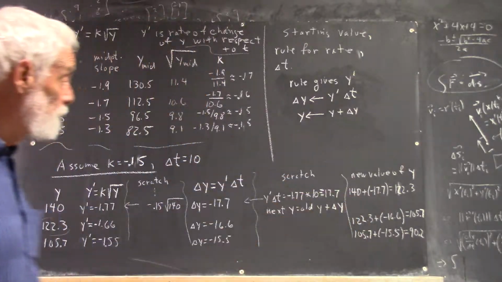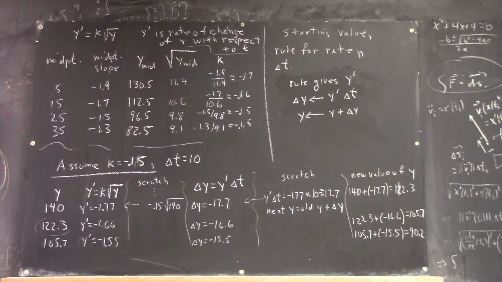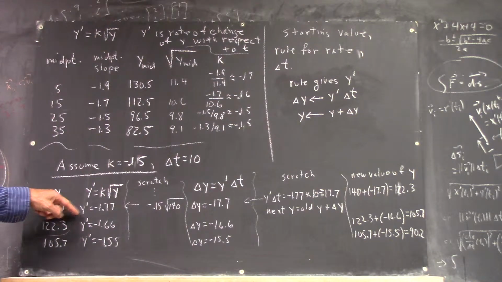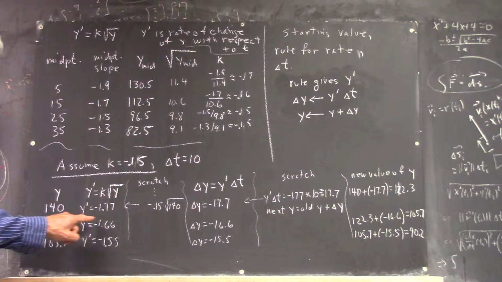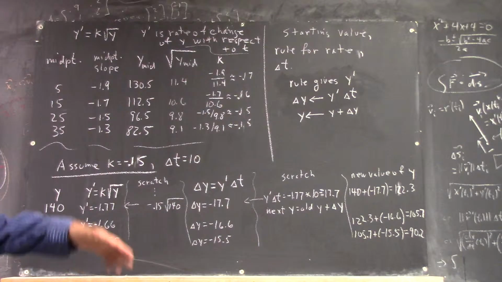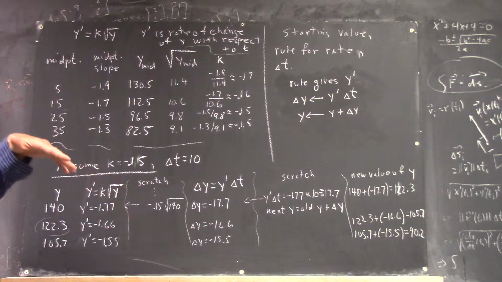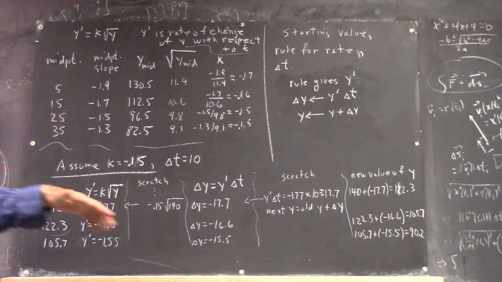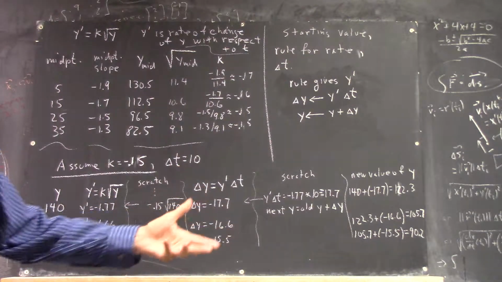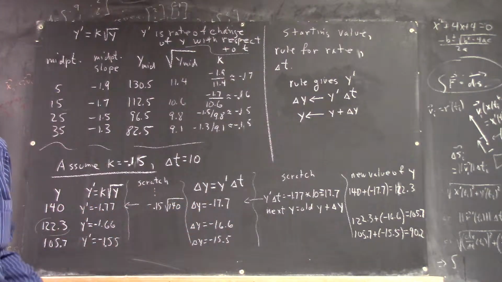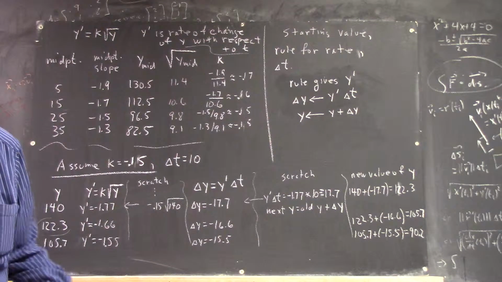And why are we off? Well, we're off because we kept the value of y prime constant. As soon as y starts to change, y prime is going to change. So we're not going to have the same value of y prime for the whole interval. Y prime, by the end of the interval, is going to be negative 1.7, if you remember where that came from, right? It's right there in the graph, okay?